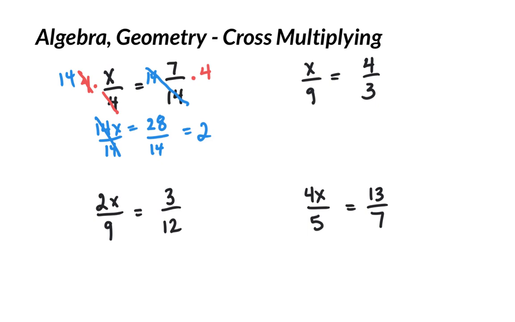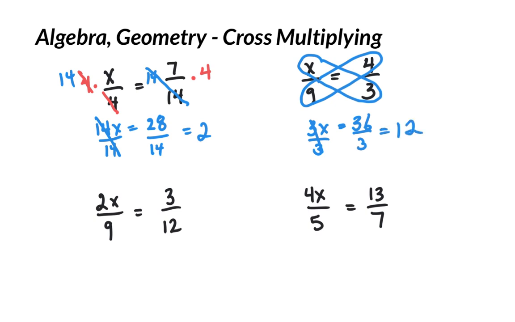Let's go right to the faster way this time. X multiplied by 3 is 3x. 9 multiplied by 4 is 36. Divide both sides by 3, and that is 12. All right, let's keep going.